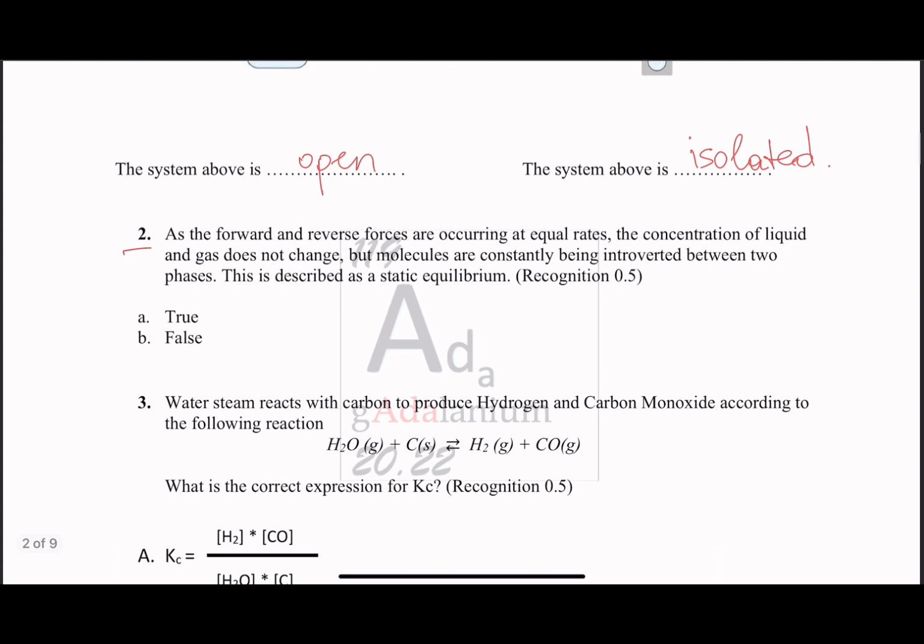Okay, now we move on to the second one. It's telling us the forward and reverse reactions are occurring at equal rates. The concentration of liquid and gas does not change, but molecules are constantly being interconverted between two phases. This is described as static equilibrium. This is wrong. We said that it's called dynamic equilibrium because there is constant exchange.